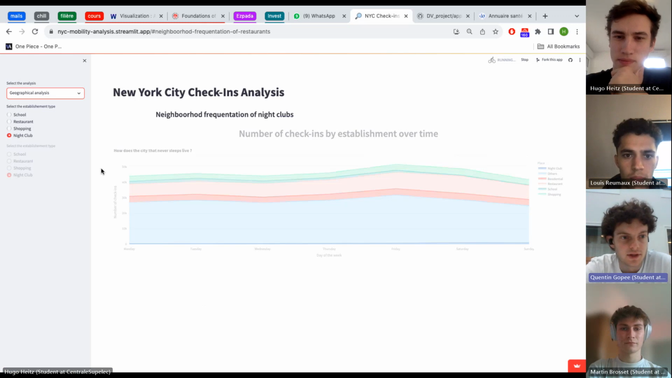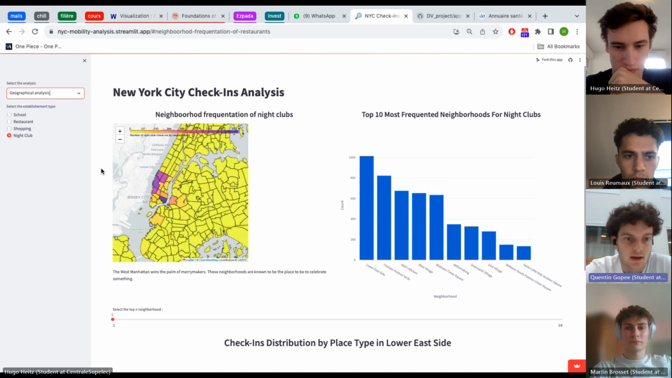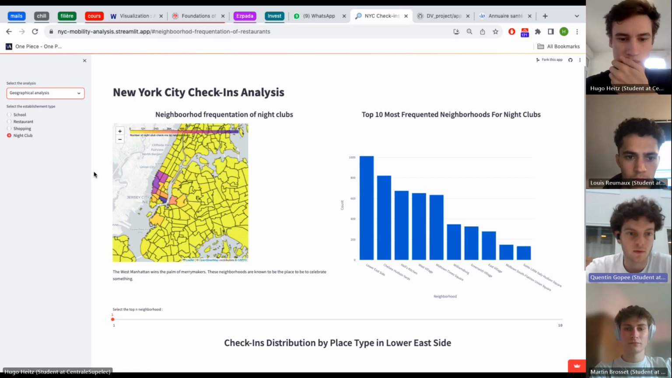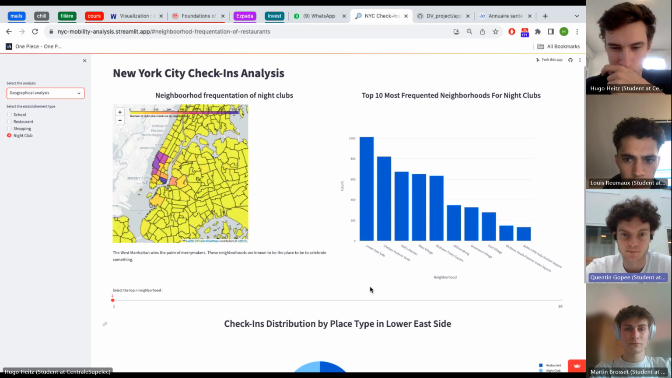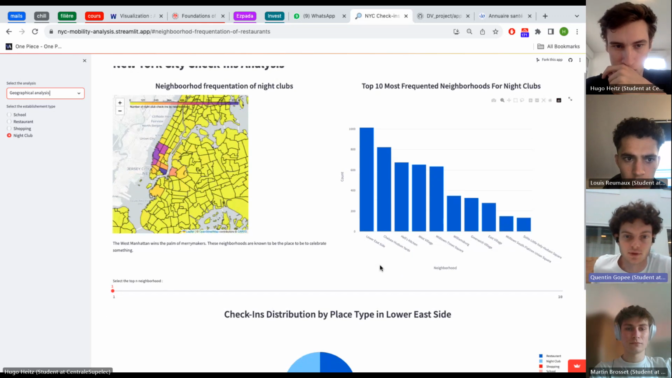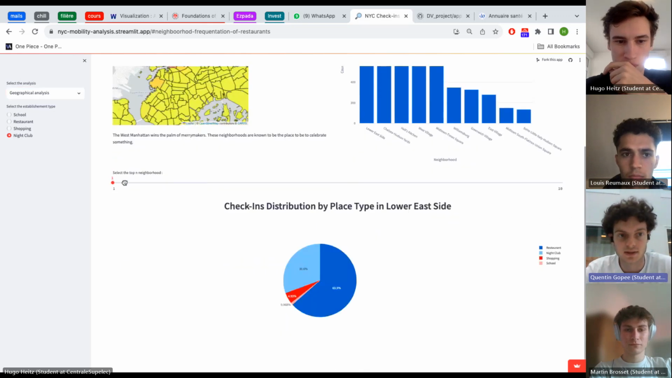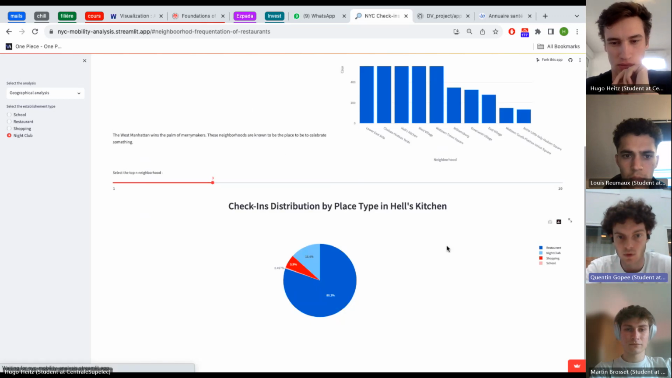And yeah, we also provide geographical analysis for each type of place. So here, for example, with the nightclubs, we can tell that most of the nightclubs are gathered around Manhattan, and it's the same for restaurants and shopping. We can also have a look at the most frequented places for nightclubs here, and for each neighborhood, we can also have more details about what is in this neighborhood.